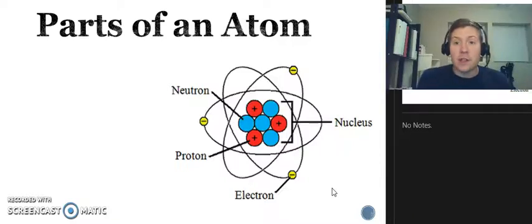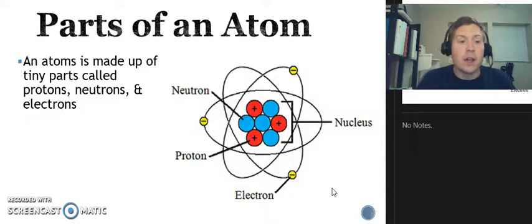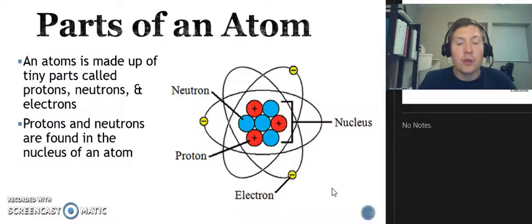So atoms, even though they are small, they still have smaller parts to them. And they are made up of some basic particles called protons, neutrons, and electrons. Protons and neutrons are found in the central dense area called the nucleus. Now this atom is not drawn to scale because they basically never are. Electrons do not orbit this closely, and atoms are mostly made of empty space. However, for our purposes, we'll look at this picture.